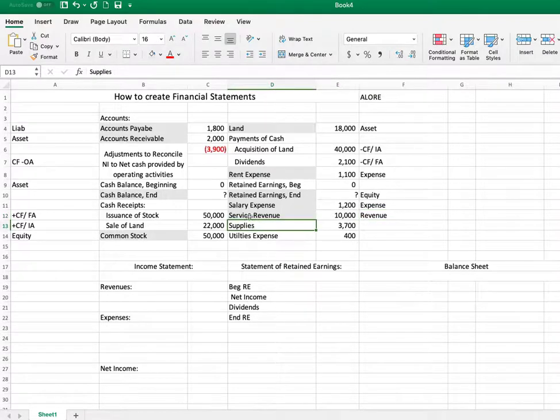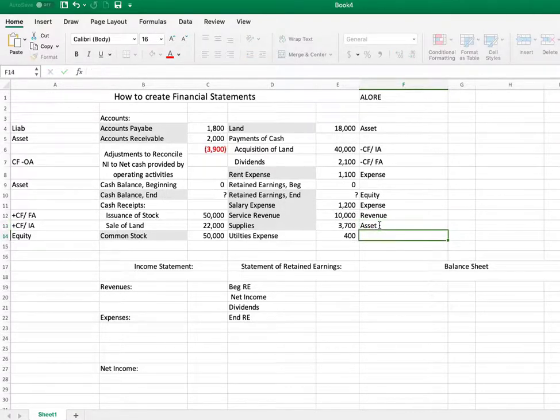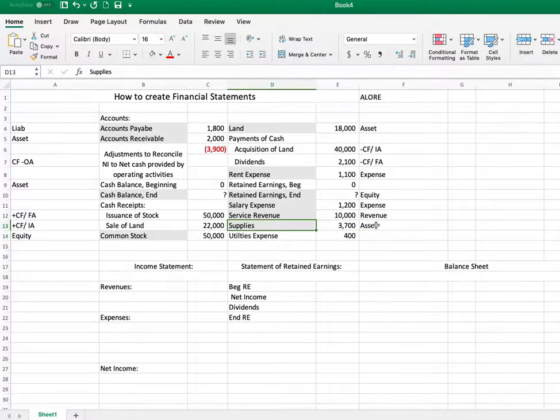Now supplies, let's talk about supplies for just a minute, because when you purchase supplies, you put them in a supply closet, and that means you own the supplies and they're a resource that will help you make money in the future. So a supplies account is an asset account.